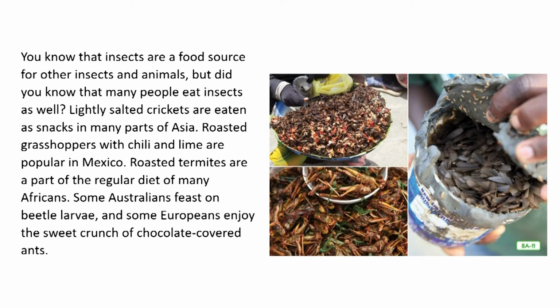You know that insects are a food source for other insects and animals. But did you know that many people eat insects as well? Lightly salted crickets are eaten as snacks in many parts of Asia. Roasted grasshoppers with chili and lime are popular in Mexico. Roasted termites are a part of the regular diet of many Africans. Some Australians feast on beetle larvae, and some Europeans enjoy the sweet crunch of chocolate-covered ants.